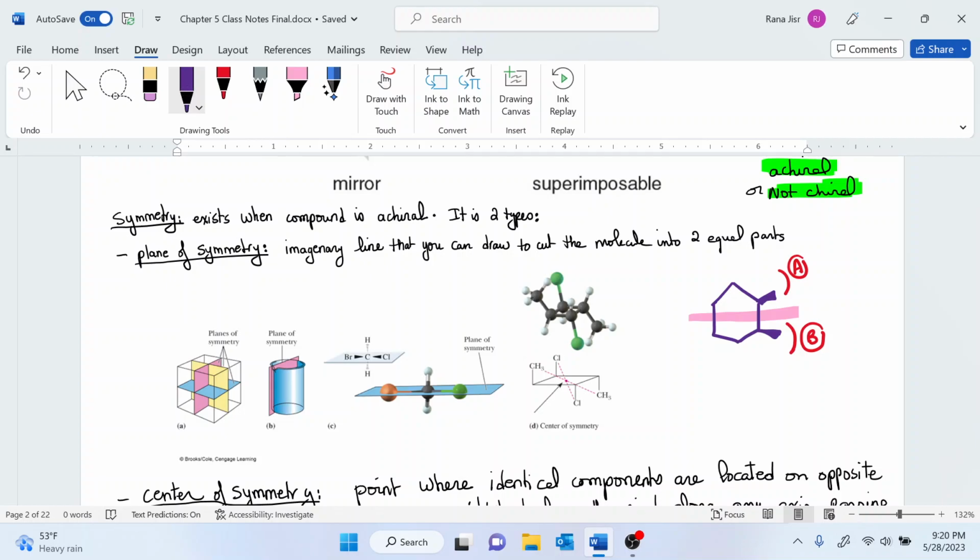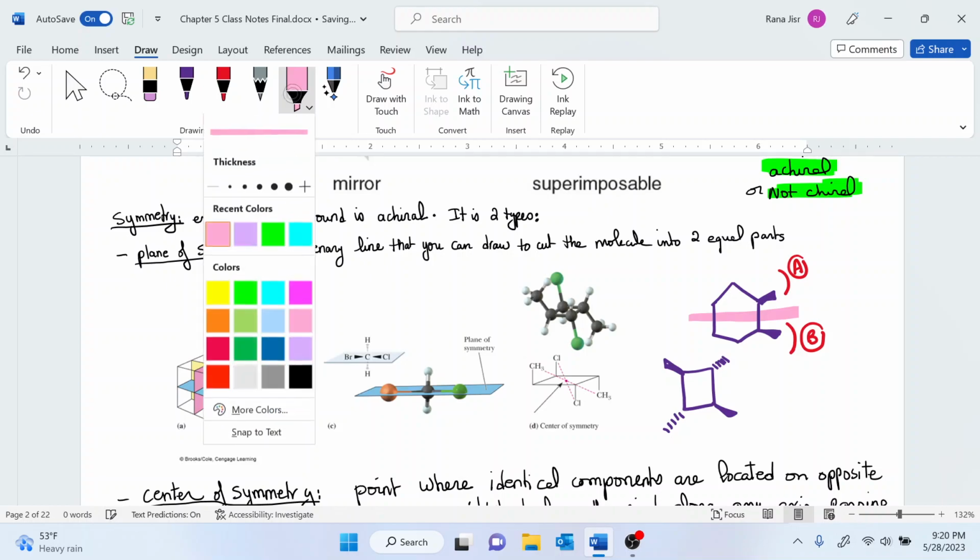Same thing, if I have this other example in here, just to show you that we can draw a plane of symmetry anywhere we want, as long as it can cut the molecule throughout. So here you go, something like this.